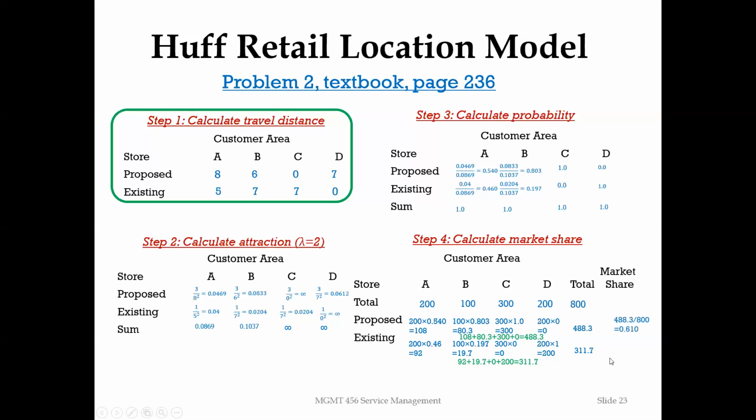So now let's look at the market share. The market share for the proposed store is 488.3 divided by the total, which is 800. So you get 0.610. Basically, the proposed store will capture 61% of market share. For the existing store, we have 311.7 out of a total of 800. You get about 0.390. So 39% market share will be captured by the existing store. So total is 100%. That concludes the example.